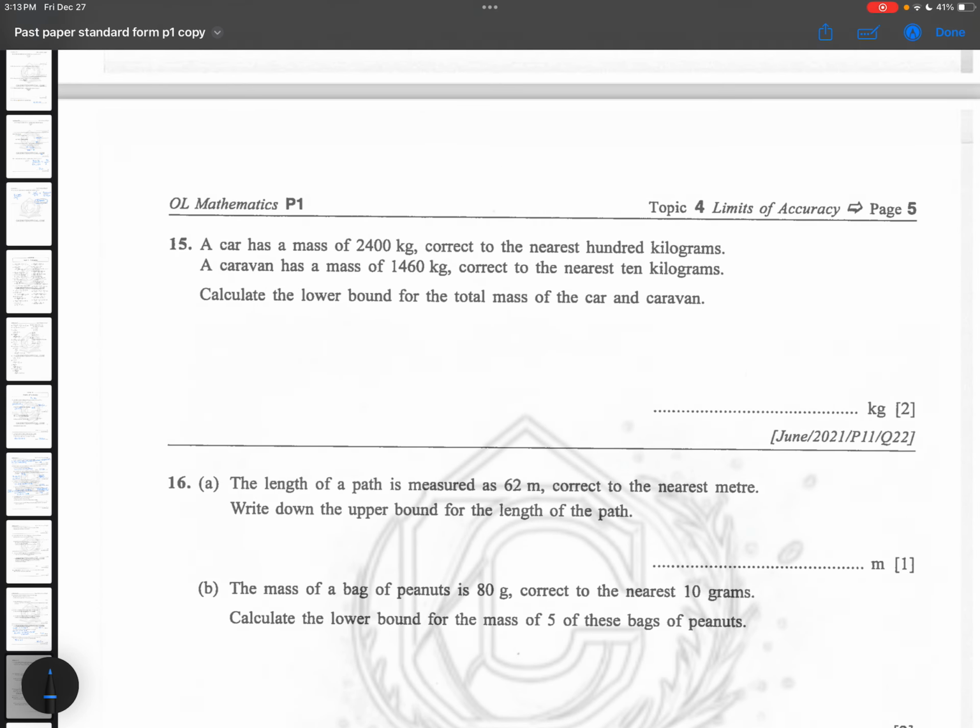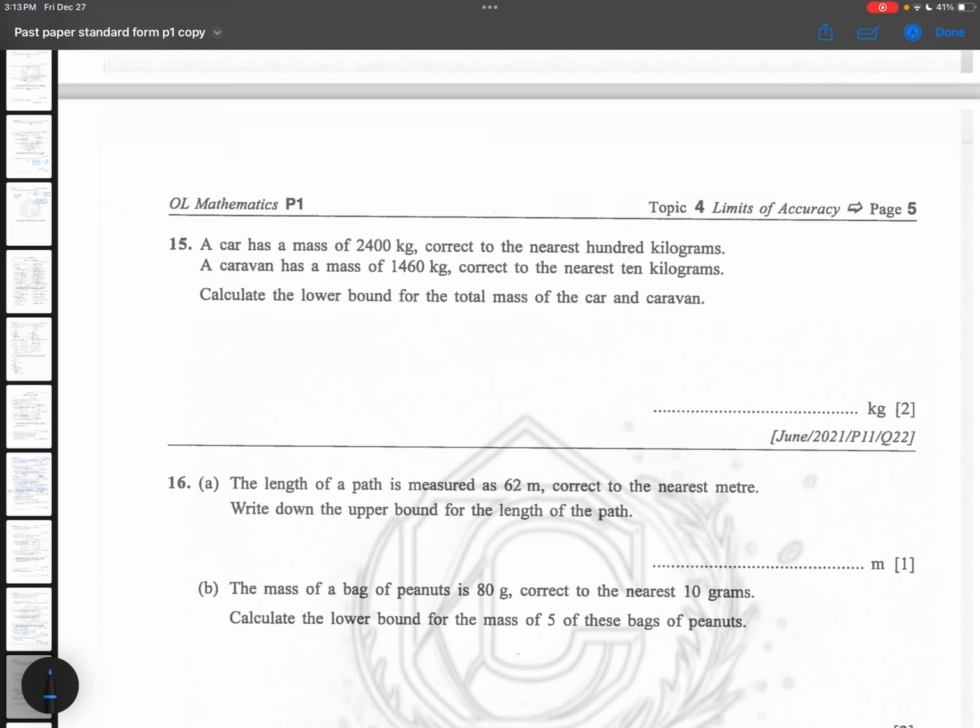Question number 15. A car has a mass of 2400 kg, correct to the nearest 100 kilograms. A caravan has a mass of 1460 kilograms, correct to the nearest 10 kilograms. Calculate the lower bound for the total mass of the car and caravan.